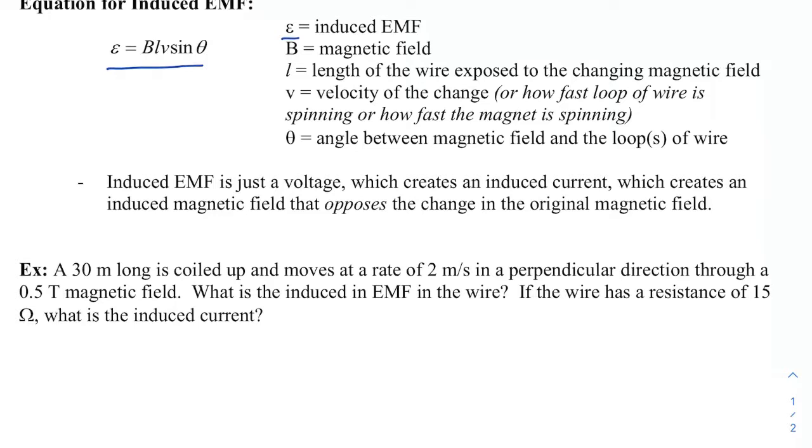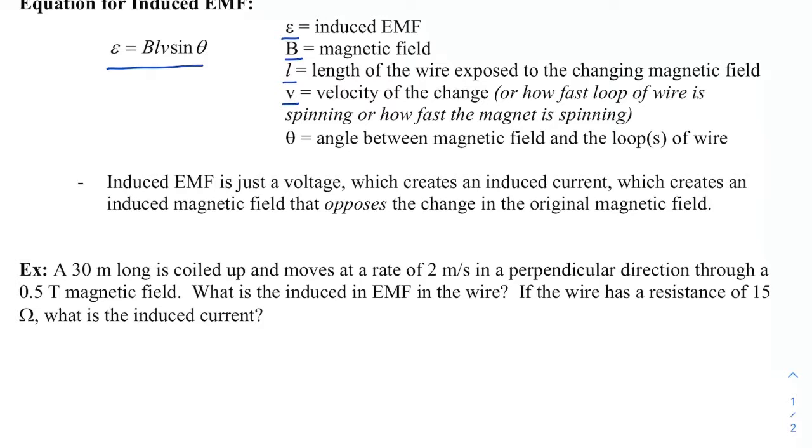Here's my induced EMF, symbolized as epsilon. B is the magnetic field in that region. L is the length of the wire that is exposed to the changing magnetic field, and that could be a long wire, or a wire that is coiled up. Now V, we're really simplifying this, and we're saying this is the velocity of the change.